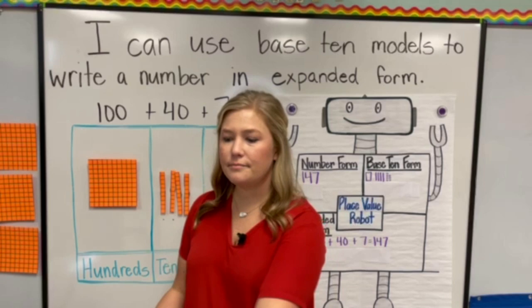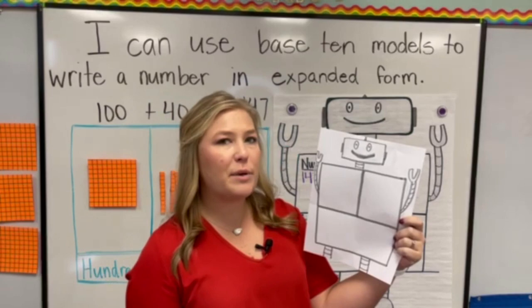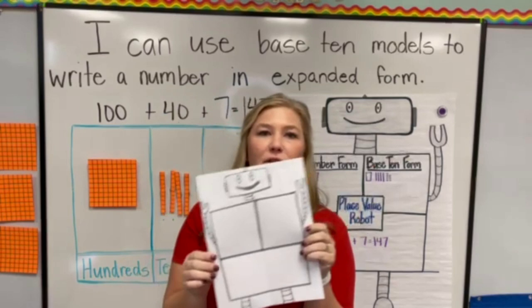When you are finished, your work should look something like this. I have three spots. One for the number form, one for base 10 form, and one for expanded form. And then I decorated it. I added some arms, some legs, a funny little robot head. Now let's go ahead and add a number to your place value robot.